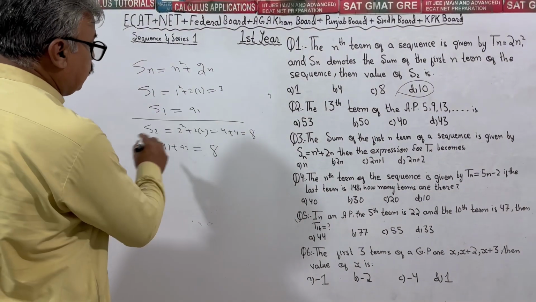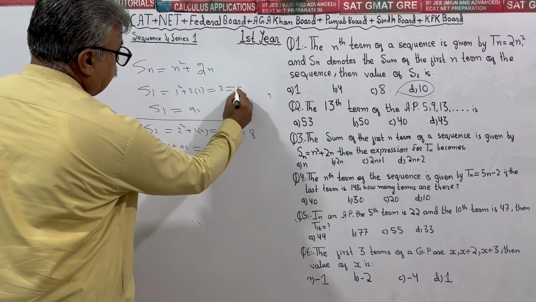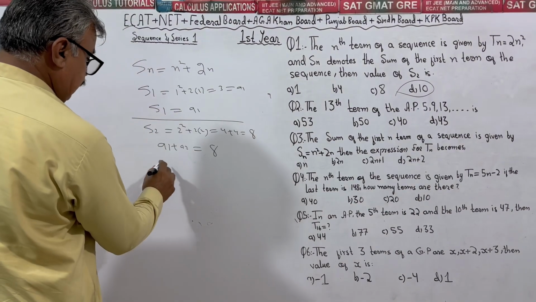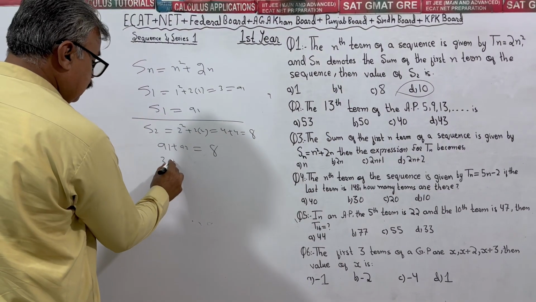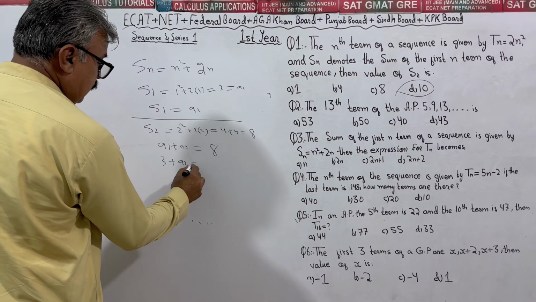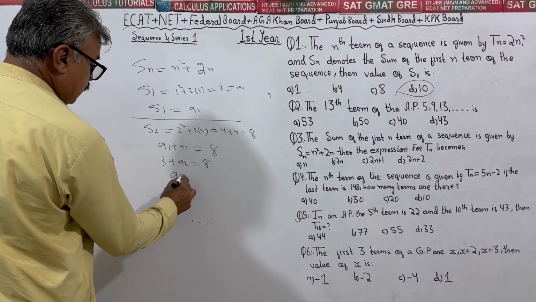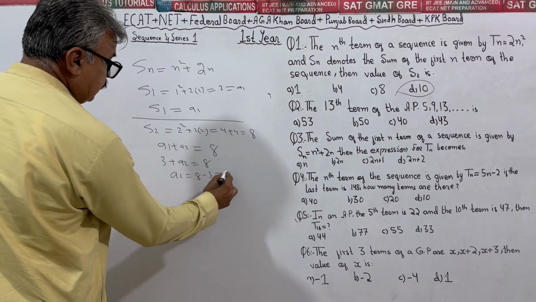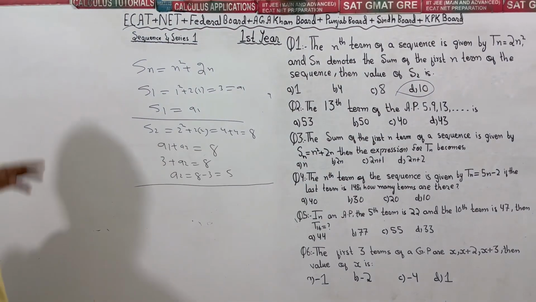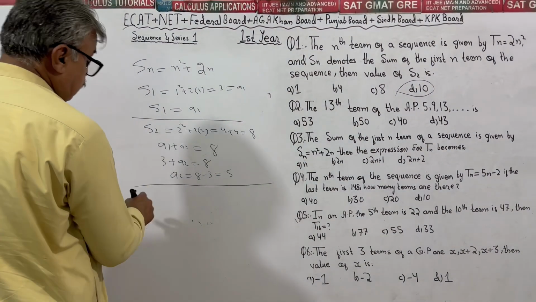A1, already we have handled. What is A? A is 3. Putting the value of A, 3. First term is A. We can easily manage the second term. A2 is equal to 8 minus 3. It's equal to 5. Similarly, one can find the third term.